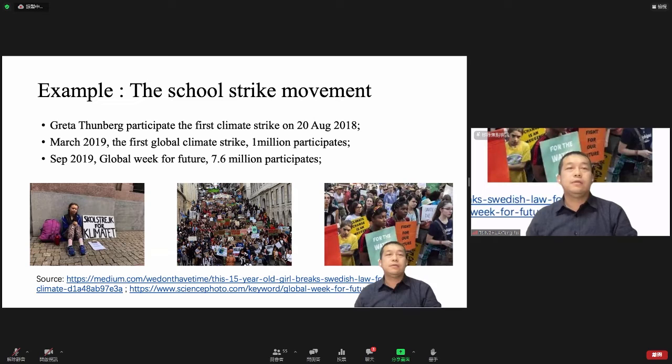So when we understand who the actors are, we give an example of this school strike movement. This little Swedish girl, Greta Thunberg, started the first climate strike on October 20th of 2018. At that time, she sat alone on Friday in front of the Congress building of her country.